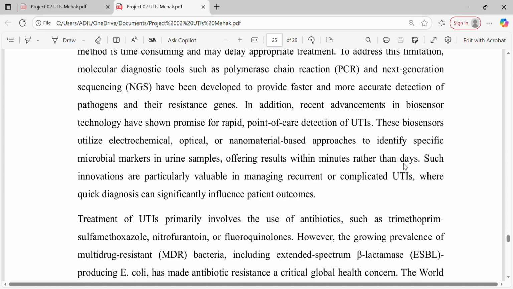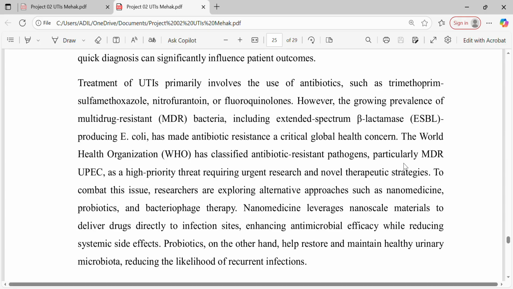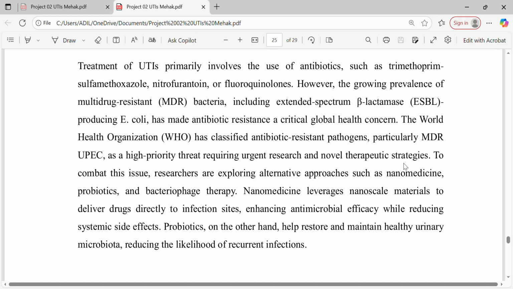Treatment of UTIs primarily involves the use of antibiotics such as trimethoprim-sulfamethoxazole, nitrofurantoin, or fluoroquinolones. However, the growing prevalence of multi-drug resistant (MDR) bacteria, including extended spectrum beta-lactamase producing E. coli, has made antibiotic resistance a critical global health concern. The World Health Organization has classified antibiotic-resistant pathogens, particularly MDR UPEC, as a high priority threat requiring urgent research and novel therapeutic strategies to combat this issue.